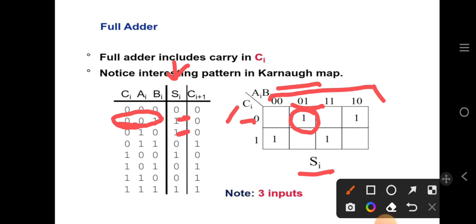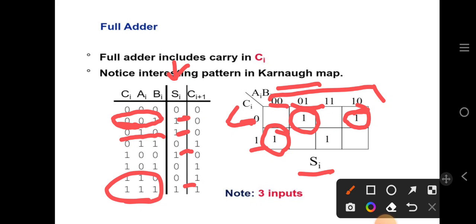Now the second one is here: 0, 1, 0. So we will put the 1 here. The next one for sum is 1, 0, 0, which will be here. Now the fourth one, all 3 inputs are 1: 1, 1, 1. So we will put 1 here. Like this we have plotted all the ones in this column, sum, in the K-map.